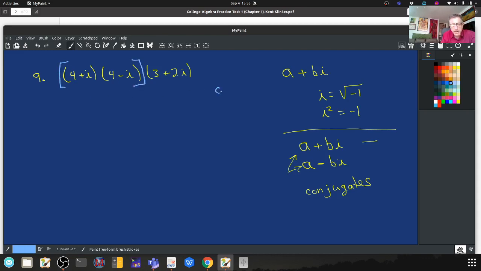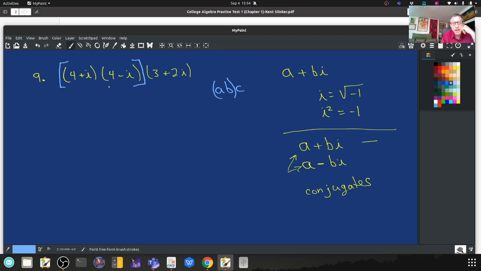So I'm multiplying A times B times C. When I do that multiplication, I can do them in any order I want. In this case, I'm going to do A times B first and find out what that product is, and then multiply it by C. Why did I choose it? Because A and B are conjugates.